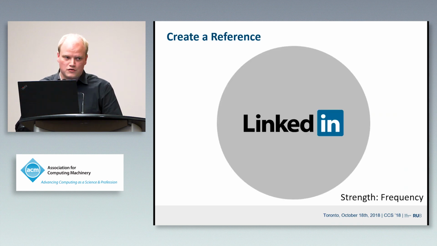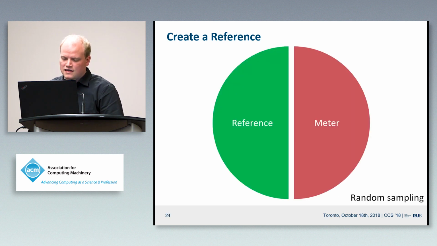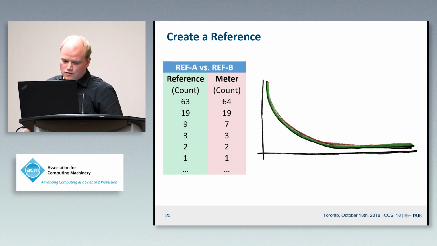As a reference, we used the LinkedIn password leak that we have heard about in the last talk. And obviously, we needed strength values, and we used the frequency, that is the count of the password in this breach. How often does this password occur in this breach? Then we split the LinkedIn leak into 2 halves by random sampling. One half is our reference, and the other simulates our password strength meter. And you can imagine that to look like this.